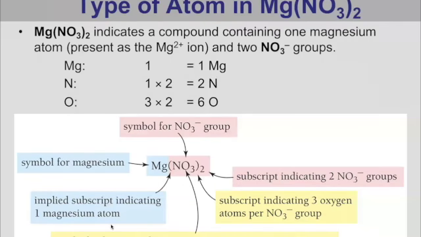For example, here we have magnesium nitrate. If I ask you how many magnesiums, you will tell me there's 1 magnesium. How many nitrogens? Well, the 2 outside the parentheses applies to the nitrogen and to the oxygen. So in this case, you have 2 nitrogens. How many oxygens? Inside the parentheses, there's 3. That 3 applies only to the oxygen. 3 times 2, you're going to have 6 oxygens. So that's how many atoms you have. So in total, here you have 9 atoms.